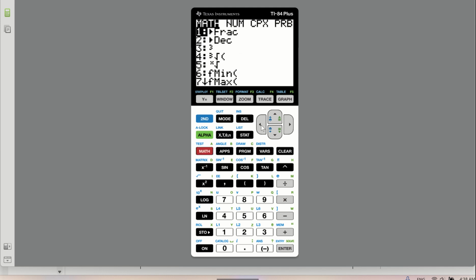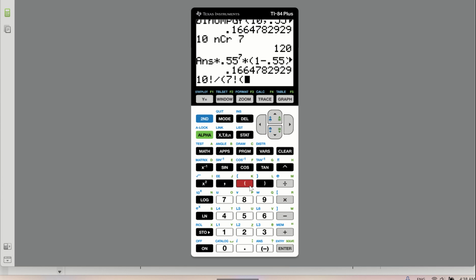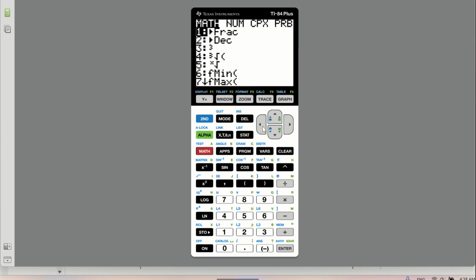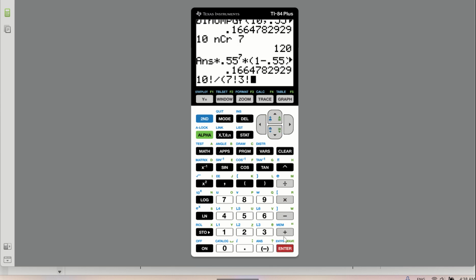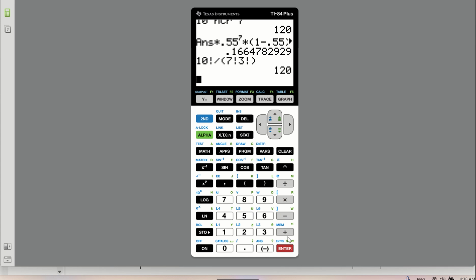Go to math, probability, factorial. Times 10 minus 7 factorial. But 10 minus 7 factorial is just 3 factorial, so I'm just going to put 3 factorial there. All right, there you go, 120 ways. So you get the same thing, but you don't have to do the factorial. I just want to show you this to expand your knowledge.